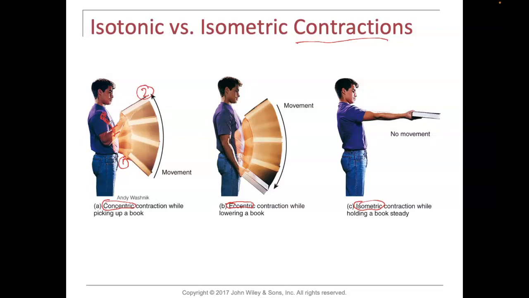In the starting position, it was like that. It was longer because the hand was here. So when the origin and insertion approximated each other and moved closer together, that's concentric. We also call that the positive or the acceleratory phase.